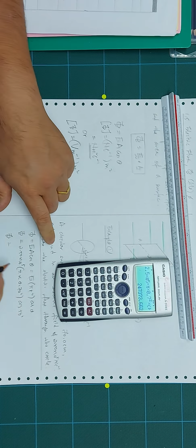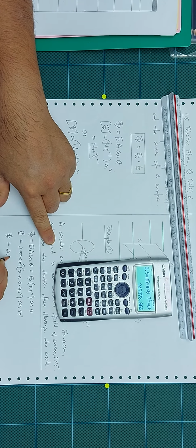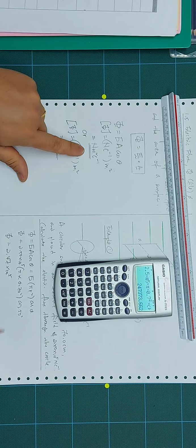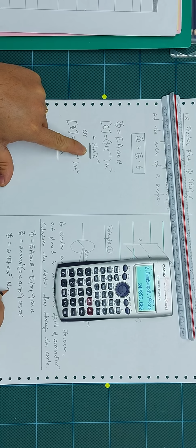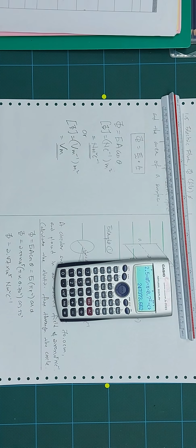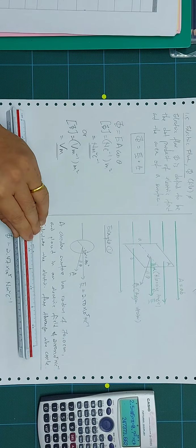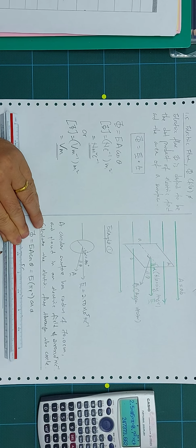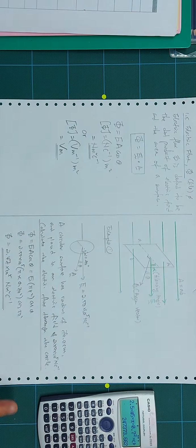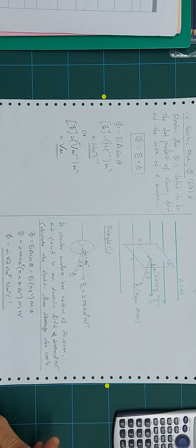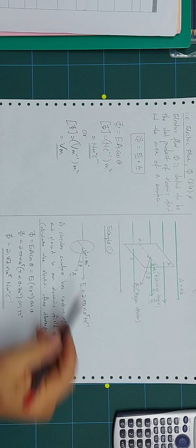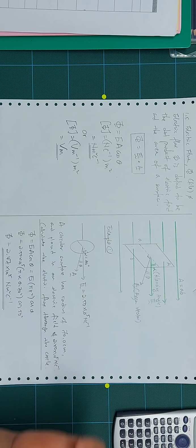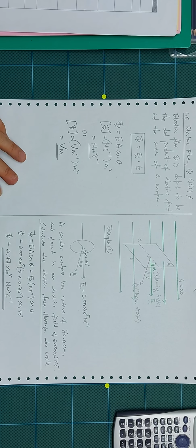So we got 2.47 × 10^5. The unit will be newton meter squared per coulomb. Alright, so now this is a simple example, except the geometry I changed a little bit. It became a circle. Now this is page 1.